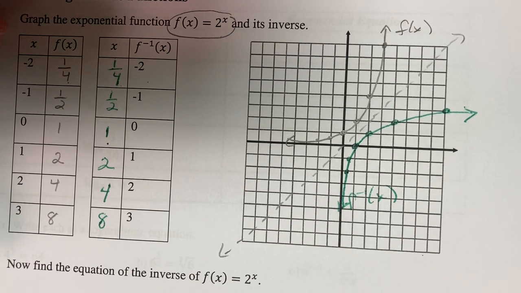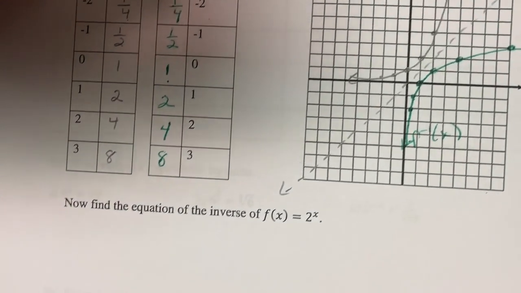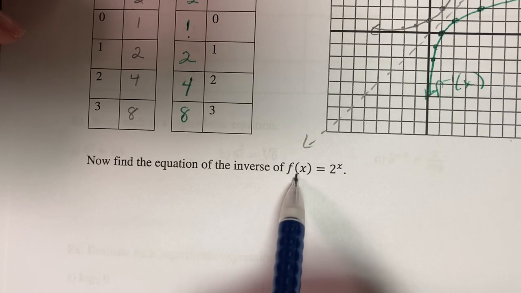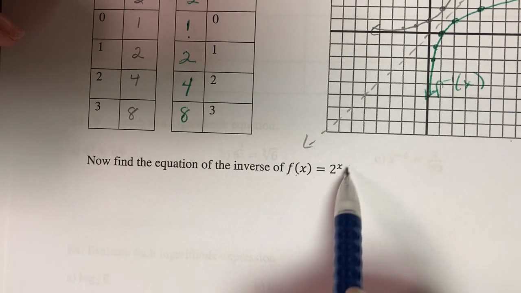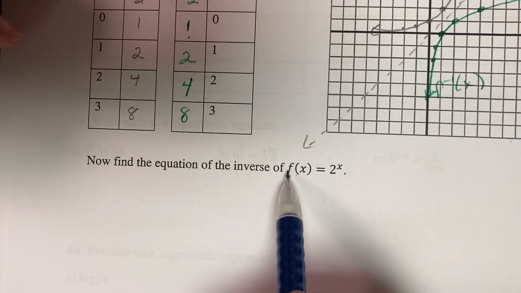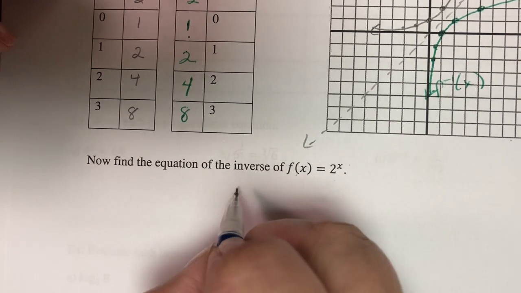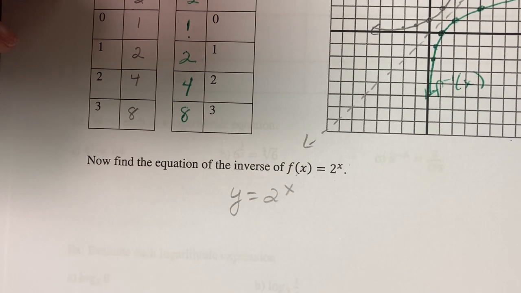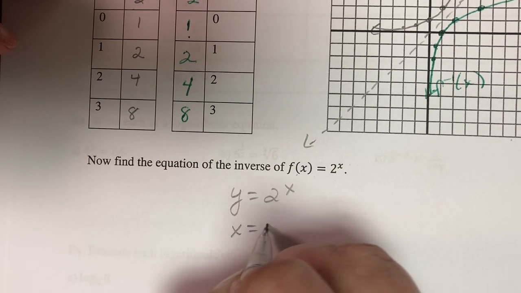So now we've looked at it graphically. Let's look at it for a second algebraically. It says now find the equation of the inverse of 2 to the x. So remember when we found equations of inverses, we had a couple of steps. The first one was replace the f of x with a y. Then remember the next step, you flip the x and the y.